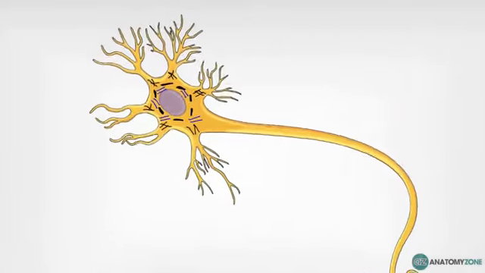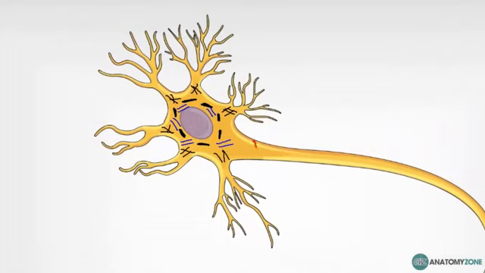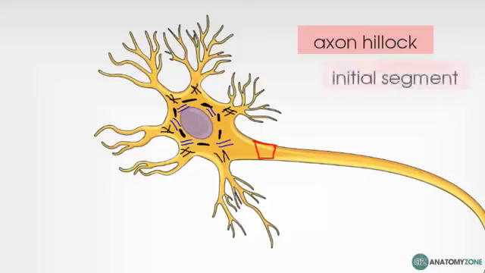Where the cell body tapers to become the axon, this is known as the axon hillock, and I've just outlined that in red. This is where the axon emerges from the cell body, and it's the initial part of the axon, so it's also referred to as the initial segment. At this point of the axon hillock, the cytoplasm is then referred to as axoplasm.